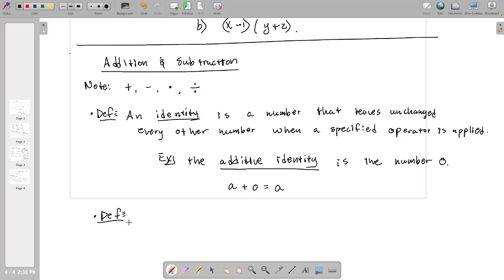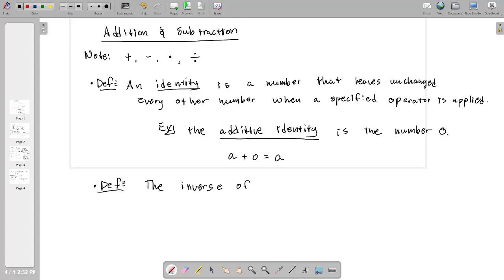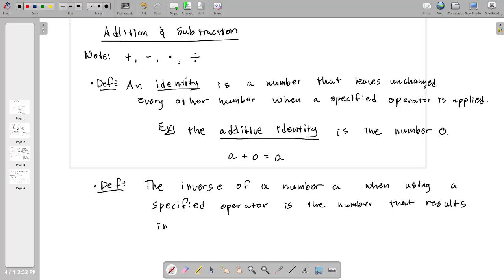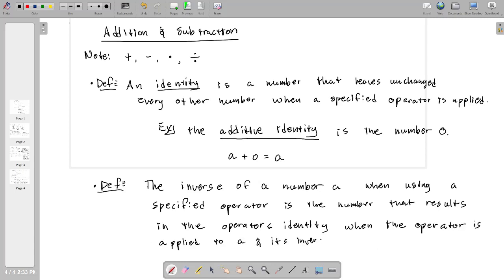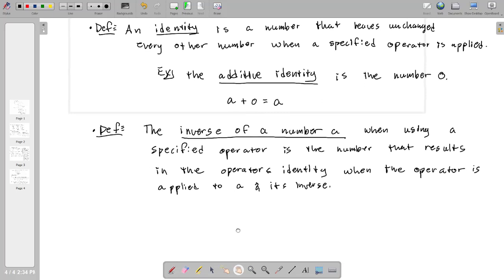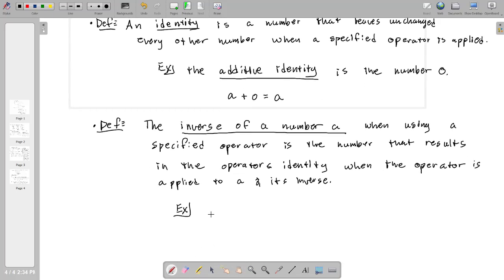Definition. The inverse of a number a when using a specified operator is the number that results in the operator's identity when the operator is applied to a and its inverse. I realize this might be a little bit confusing. I'm going to show you what the additive inverse of a is. The additive inverse of a is negative a.